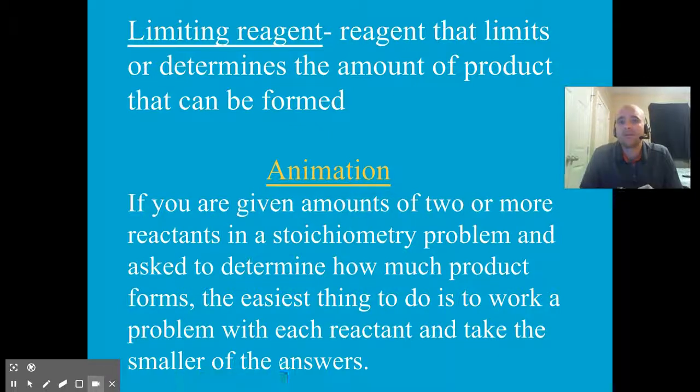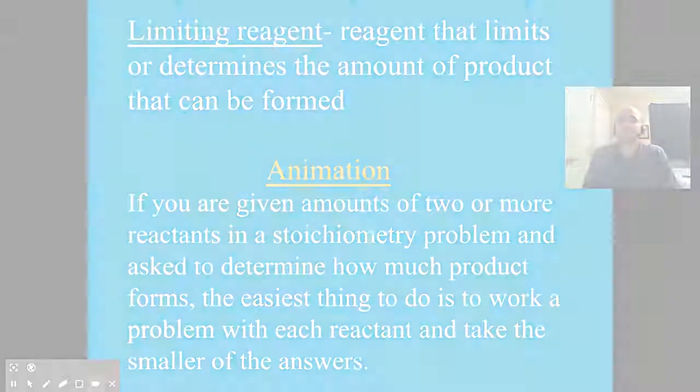Anytime you are given the amounts of two or more reactants, you'll need to try out each one to see which one is the limiting reactant. That's the one that's going to limit your reaction. The easiest thing to do is to work all of them, and all you have to do is go as far as the moles and then take the one that's the smallest value. To get a visual idea, let's watch this animation.